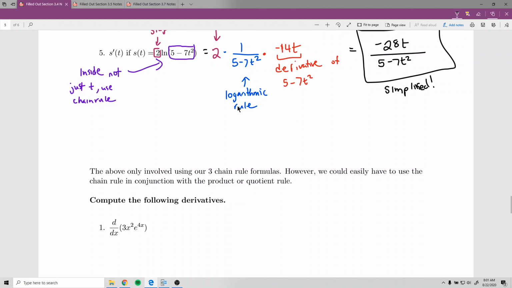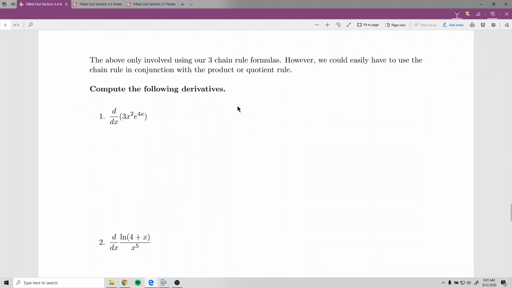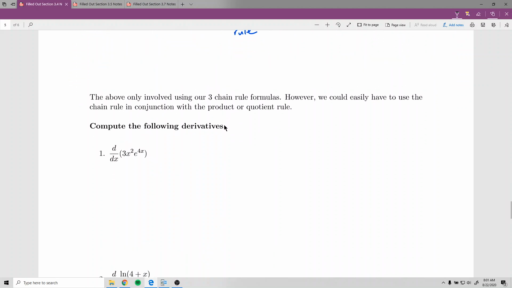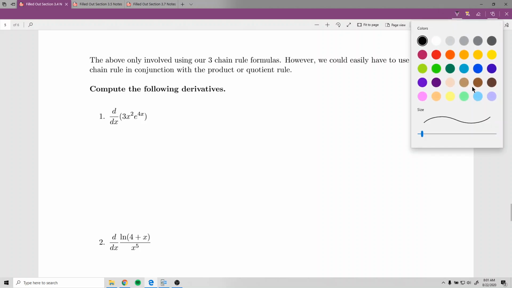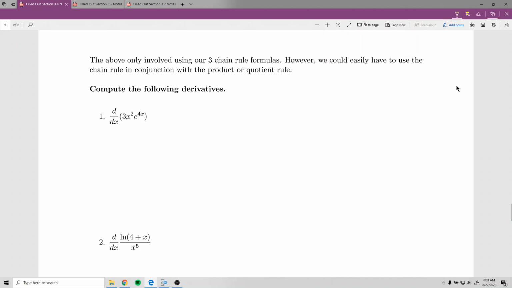Right, so the other thing I mentioned is, what if we have to do the chain rule involving the product or quotient rule as well? Well, you just have to look at the problem and see what goes first, and this just takes practice. Are you going to do the product rule, the quotient rule first, or are you going to do the chain rule first and then the product or quotient rule? Most of the time, it's going to be doing the product or quotient rule first and then just going from there.